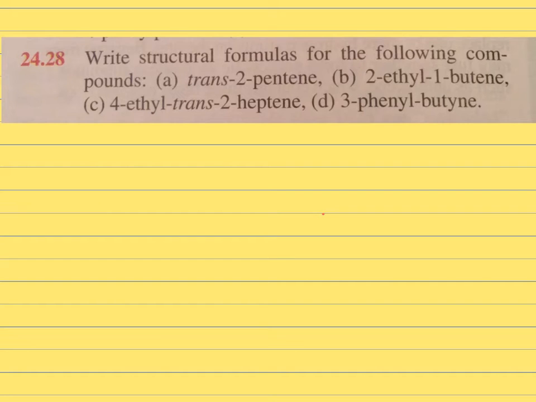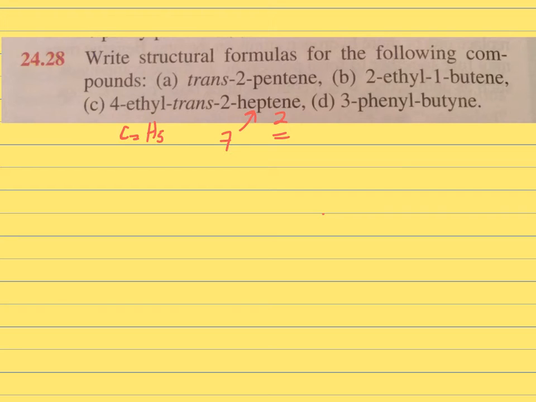All right, for these, I'm going to look at the last two. Hept tells me that I've got 7. Ene tells me I've got a double bond in there. 2 tells me that double bond is coming at carbon number 2. An ethyl group tells me I have 2 carbons and 5 hydrogens. Trans tells me that it's opposite, and I'll show you that in a second. And 4 tells me where that ethyl group is.